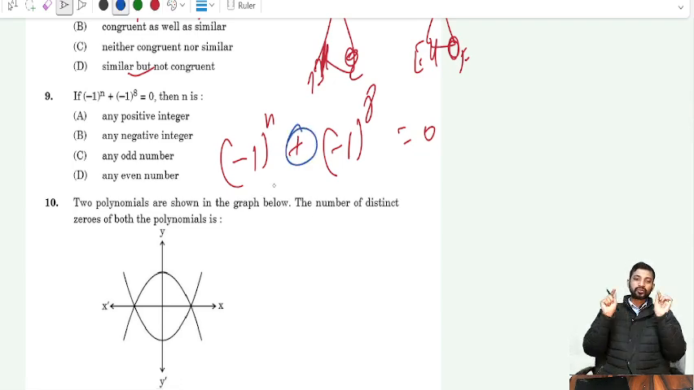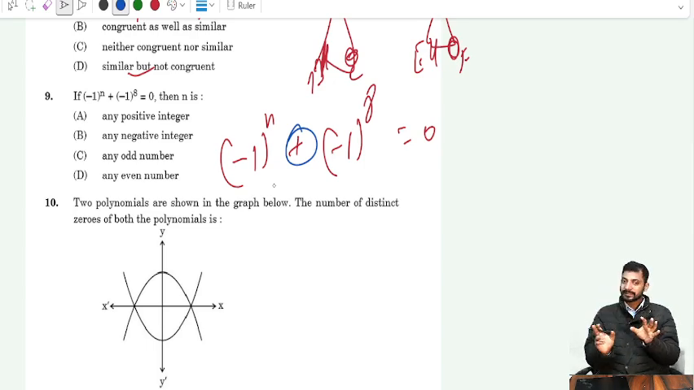It means two numbers. When we add two numbers, its result is 0. It means one number is positive, another number is negative, either this or both numbers are 0. Because if we do plus plus, then it does not give you 0. But here it has proved that minus 1 to the power anything is not equal to 0. Minus 1 to the power n, minus 1 to the power 8.